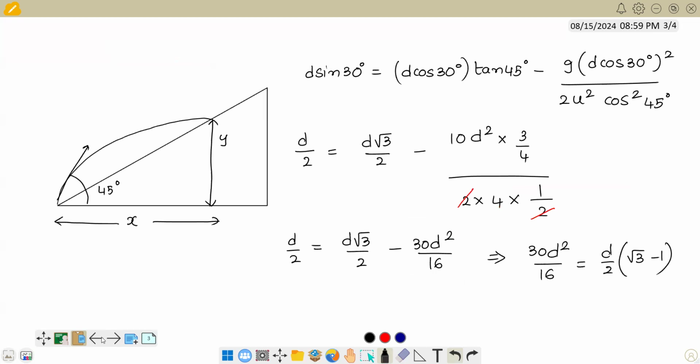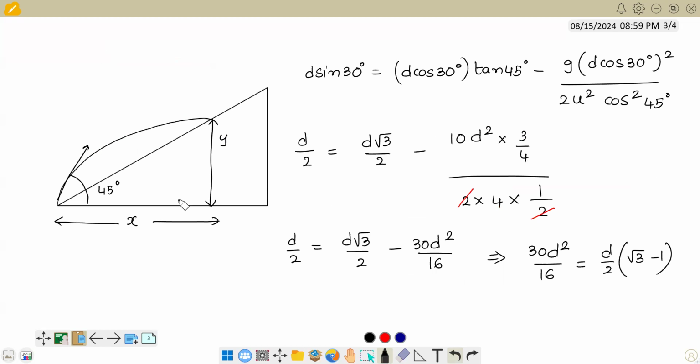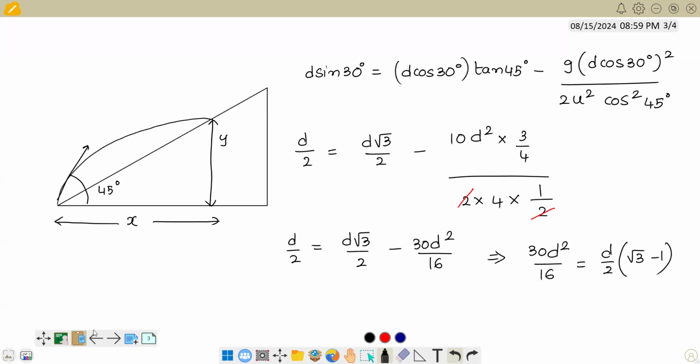I hope you understood. To explain you, I took so much time, or else as soon as I see the problem, I would have taken d and resolved it into components very quickly. Once I resolve them into components, we know the standard equation, right? y equals x tan theta minus g x square by 2 u square cos square theta. And we'll quickly use that and try to solve it.